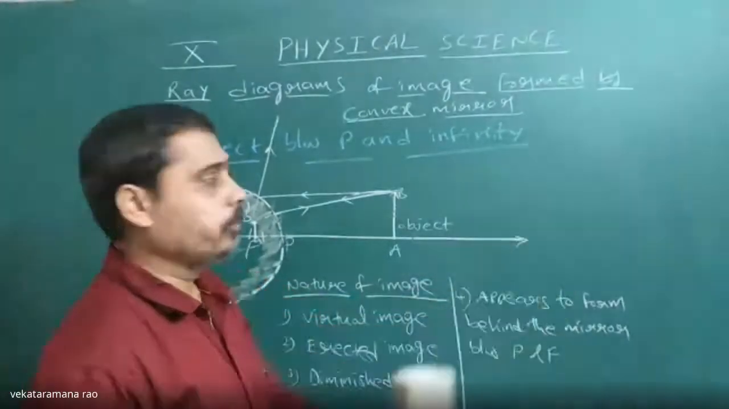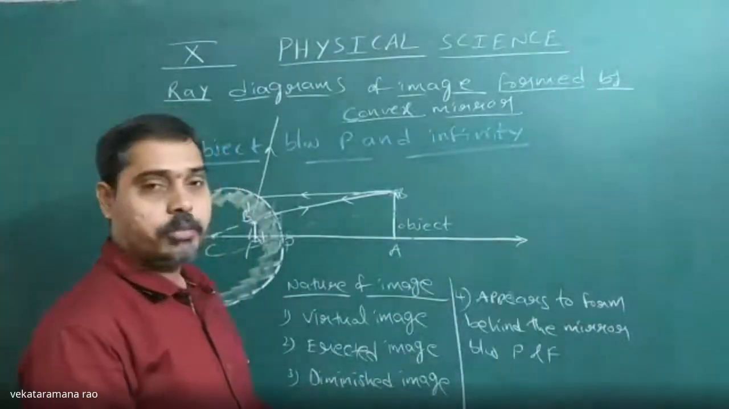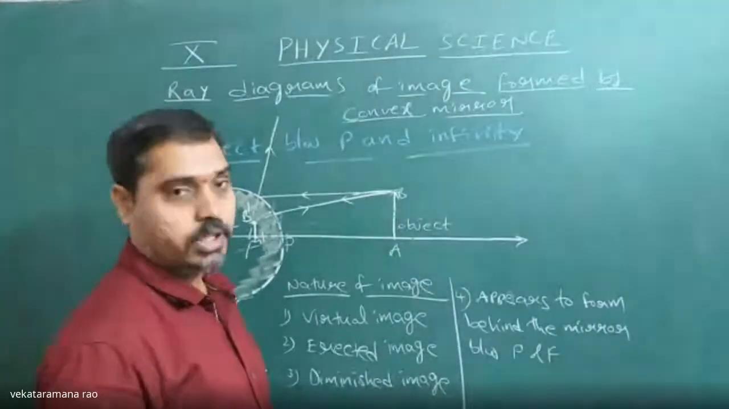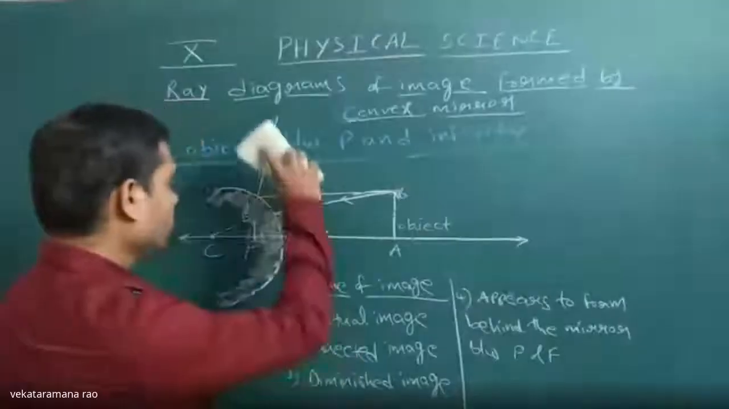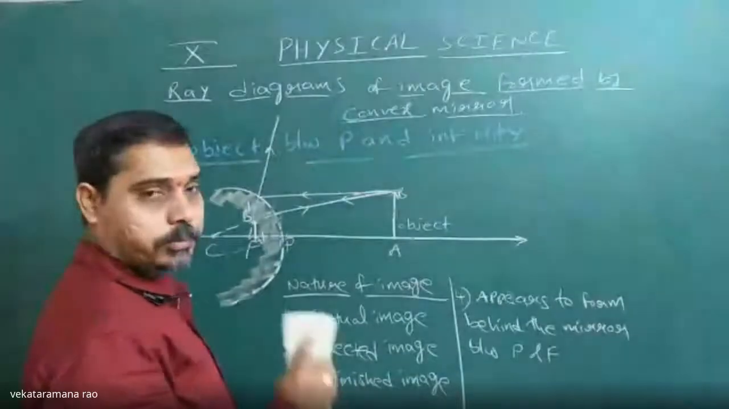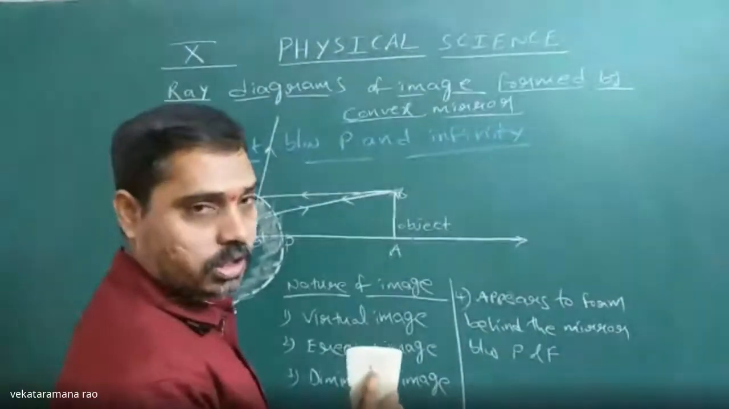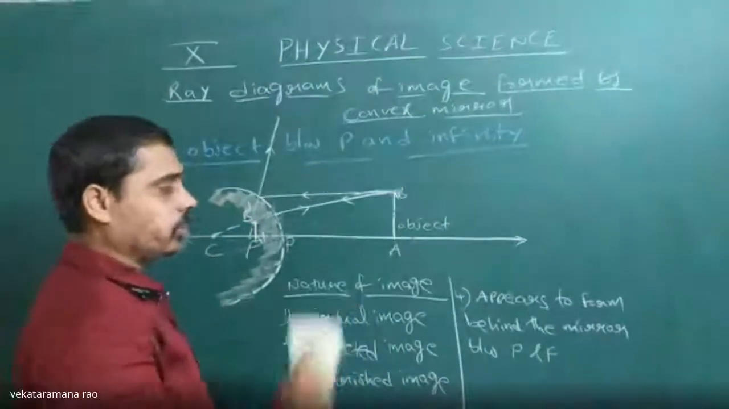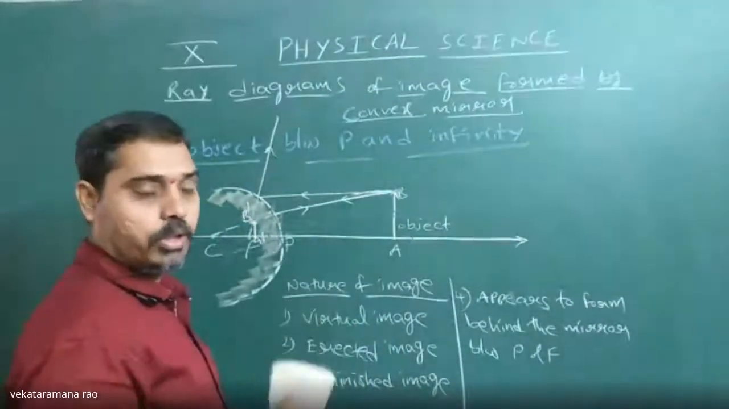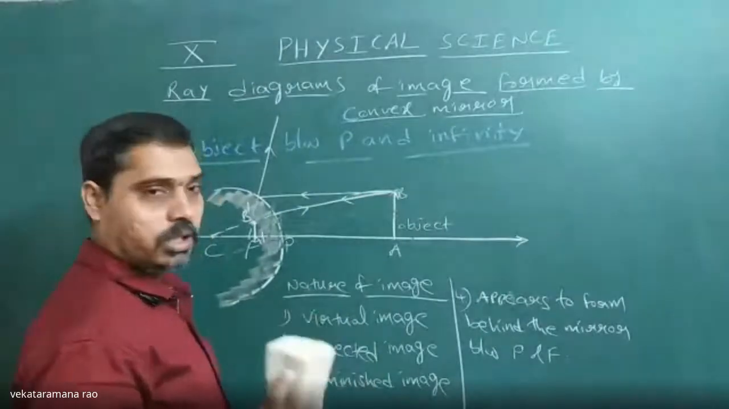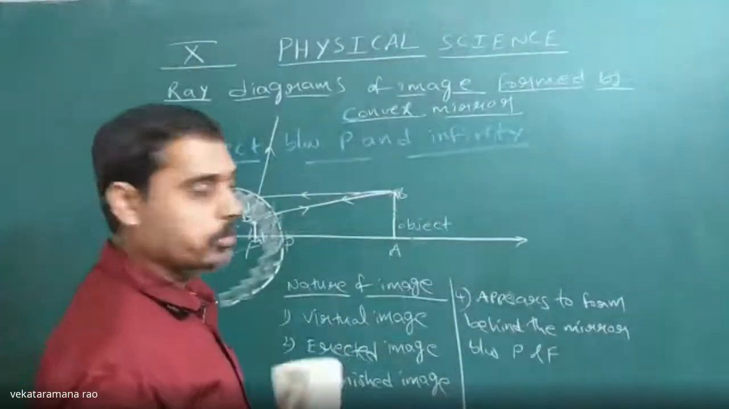So in this way, these are the ray diagrams of the image formed by the convex mirror. Now, let us discuss clearly the object position, image position, and the nature of the image in the form of a table for the concave mirror and also for the convex mirror.